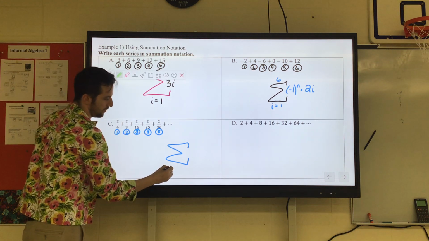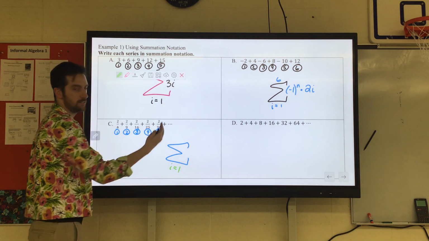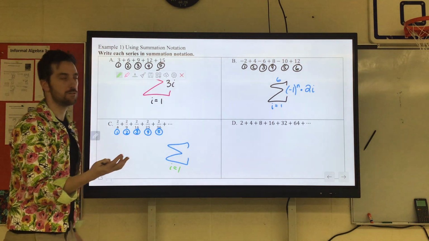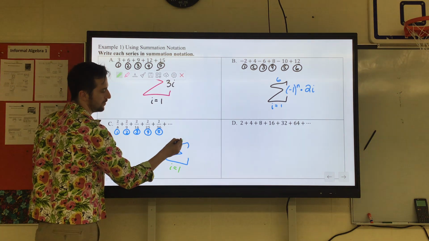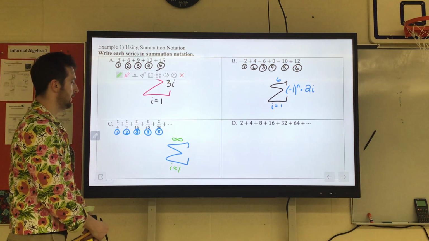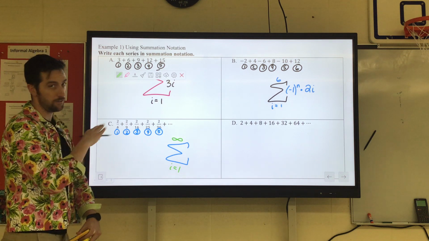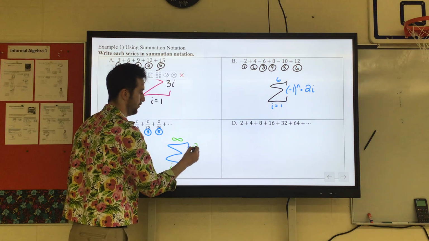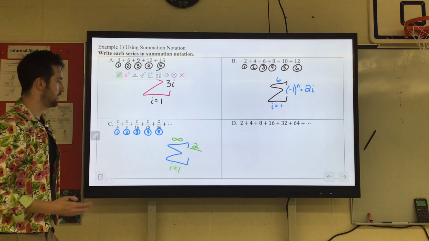Our lower limit, we're starting at 1. The ellipses means this pattern goes on forever. There is no upper limit, so we're going to represent that by saying infinity up there. Cool. Now, something I notice is all the numerators are always 2. That's fun. 2 over. Now let's look at the denominators.